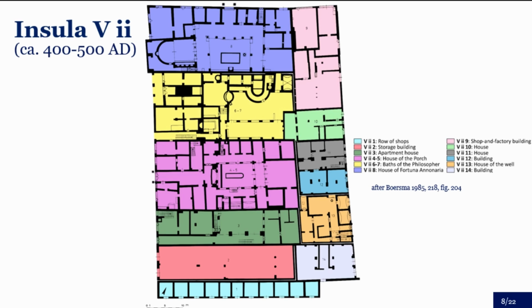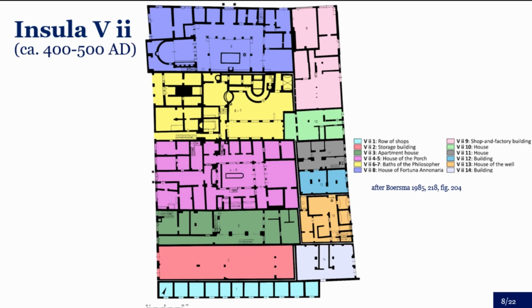The data set which I use is basically this plan combined with the plan of the other phase. Here you can clearly see that the insula is divided into 14 different buildings, although this one is counted as 2 buildings and that one's counted as 2 buildings, so technically 12. I chose this insula because it is a very diverse insula. There are a lot of different types of buildings.